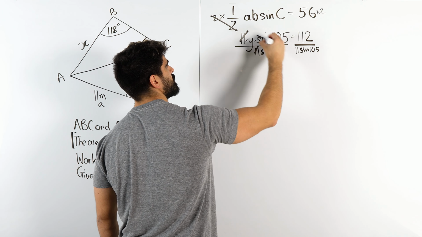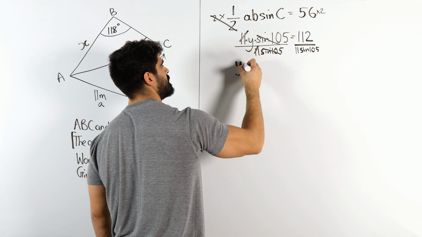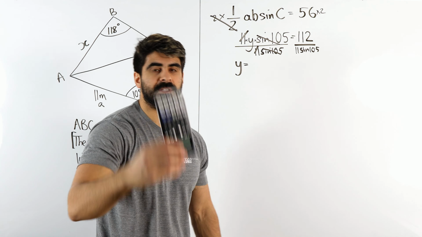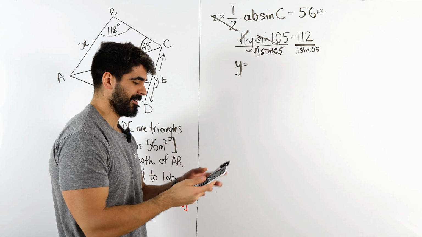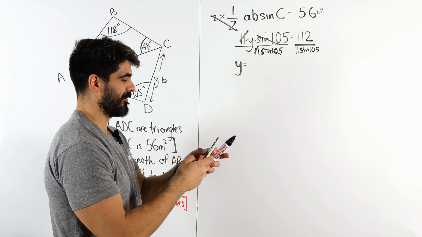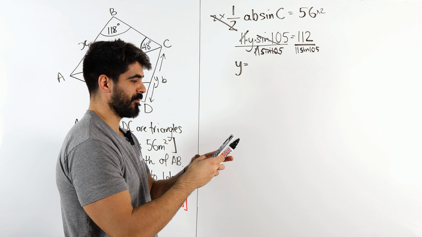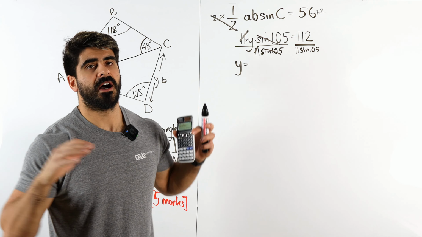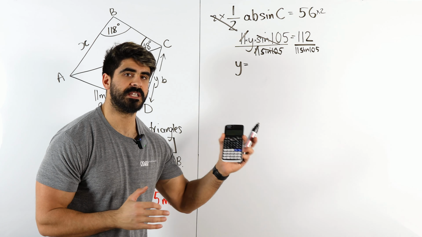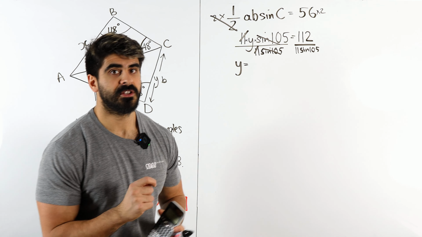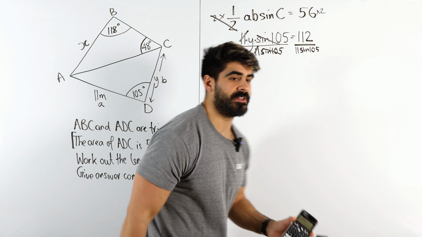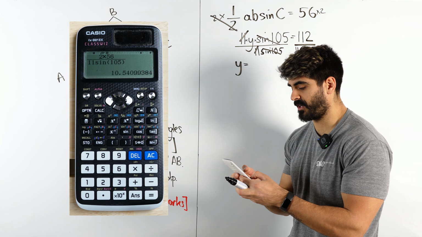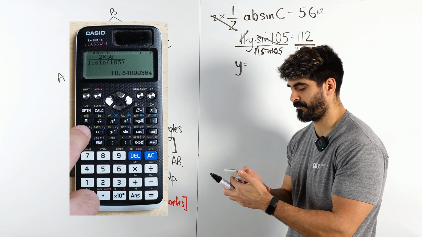So that cancels, that cancels. y is, now, I'm going to type this in my calculator. So we got 112 over 11 sin 105. Now that's 10.54. Now, I always tell my GCSE students to store these values, okay? I'm going to store this value. You're going to see some video over here showing you how I store values on my calculator. I just simply press store A.